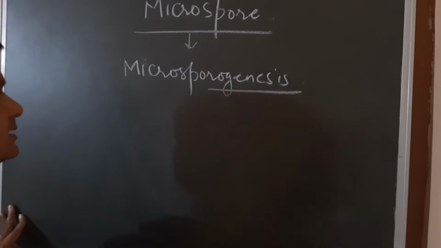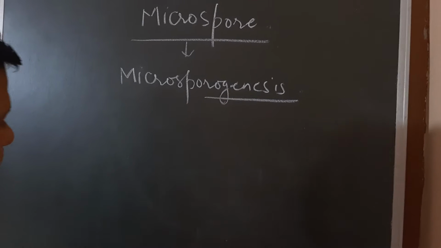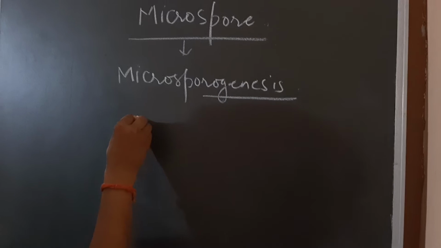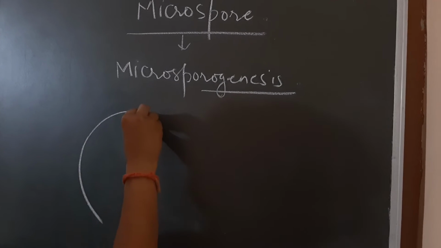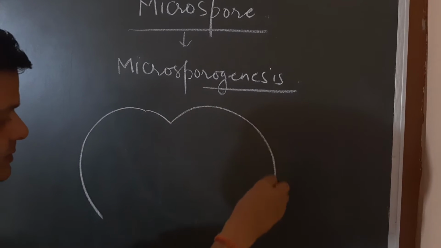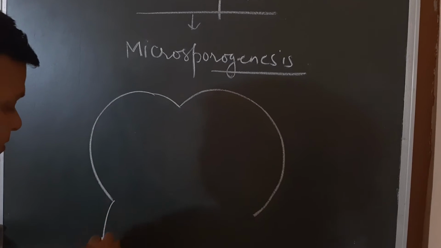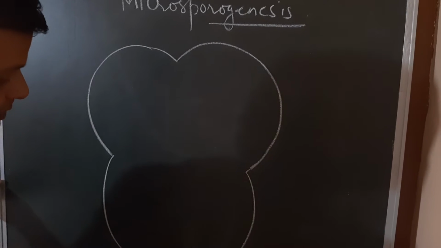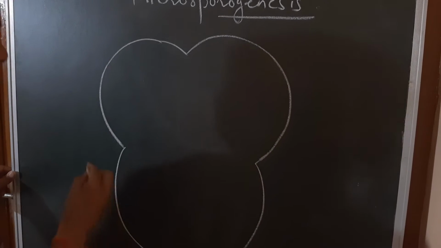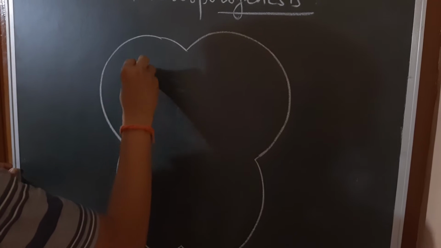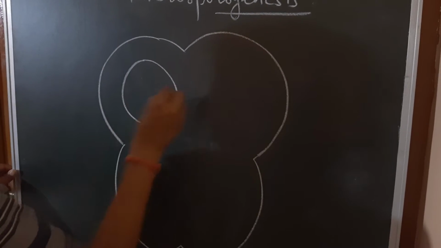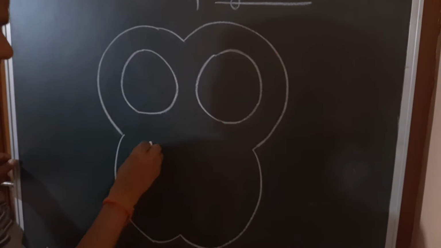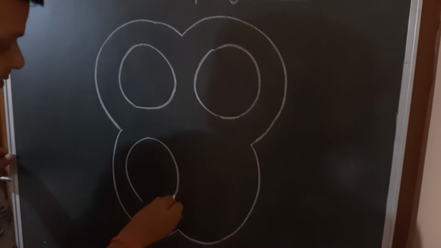Now where it happens in the male part, and to see the process of microsporogenesis, we have to again recall the transverse section of a dithecous anther. So these are the two lobes with 4 microsporangia, the same diagram which we have drawn earlier, and inside there are microsporangia or the pollen sac. In a dithecous anther they are 4 in number. These are the 4 ones.